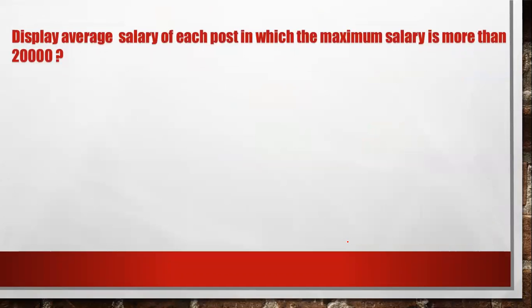So now let's move to the next thing. Let's do some questions in which this having clause is used. The first question is: display the average salary of each post. There are various posts like officer, clerk, manager, so we have to find the average salary of all the clerks, all the managers, all the officers. There is one more condition given over here, that the maximum salary is more than 20,000. So it means we have to include only those posts in which the maximum salary is more than 20,000.